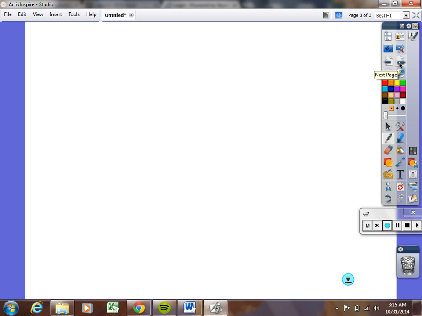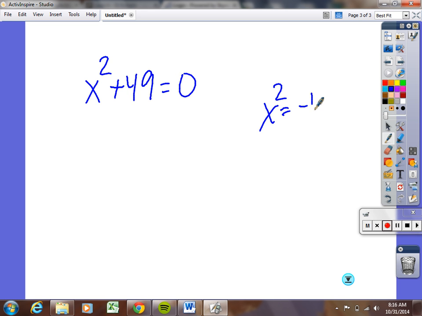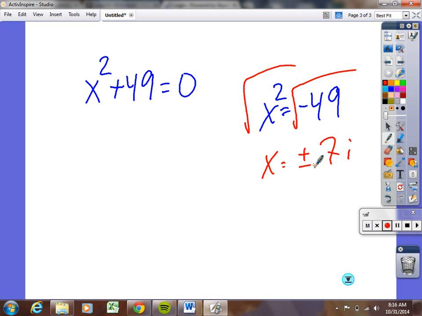Okay, let's try another one really quick. What am I going to do on this one? Minus the 49 over, correct? How do we get rid of a squared? Square root that. So this would become, what's the square root of 49? 7. But because it's negative, this does become the i, so we have plus or minus 7i.